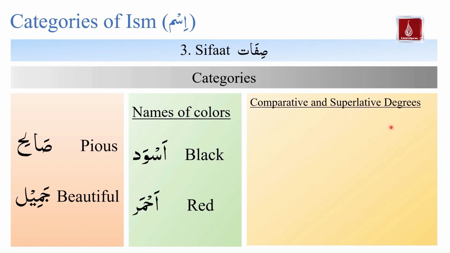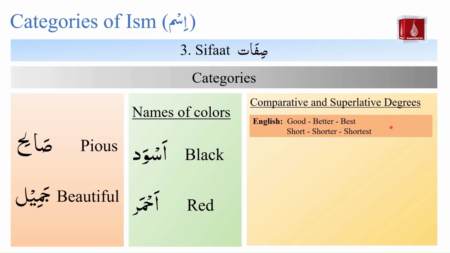Let us use English as an example. In English, we have the word good, which is an attribute or a quality. And we have a comparative and superlative degree to good, which is better and best. Similarly, short is an attribute, and we have a comparative and superlative degree to short, which is shorter and shortest.